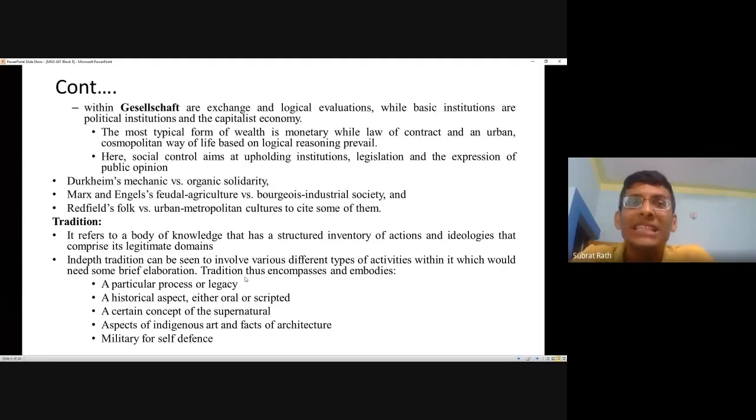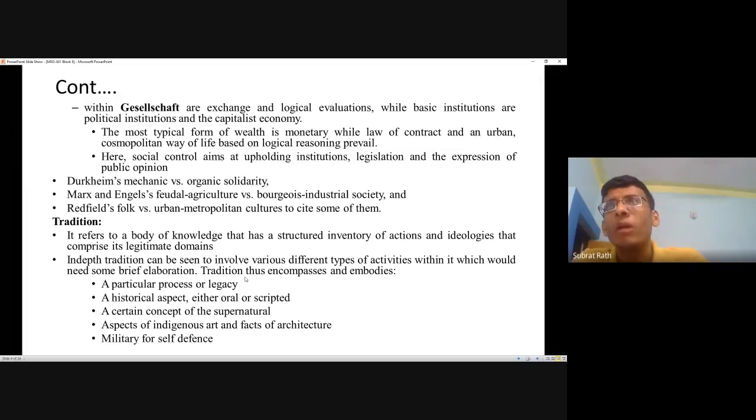Then he shifts to Gesellschaft. He is making a micro analysis. He is saying within Gesellschaft, there are exchange and logical evaluation, while basic institutions are political institutions and the capitalist economy. In Gemeinschaft, family or community was the basic institution. But in Gesellschaft, there is a transformation. We transform to a life system where the relation is based on politics or economy. So Gesellschaft refers to the superstructure that refers to the modern lifestyle.